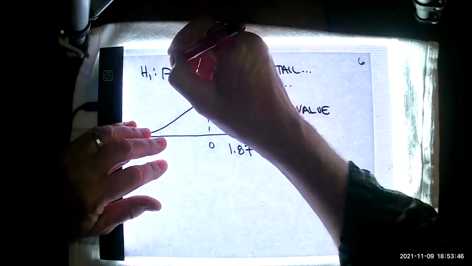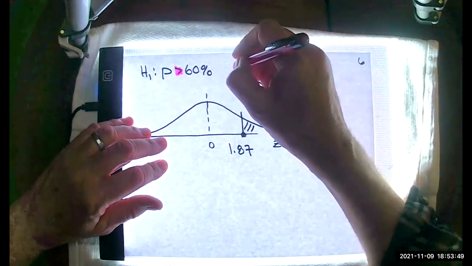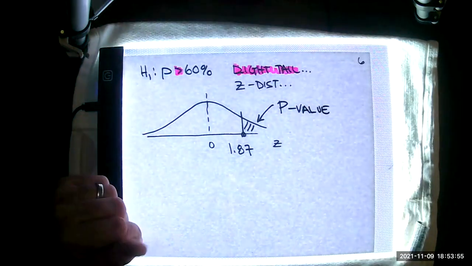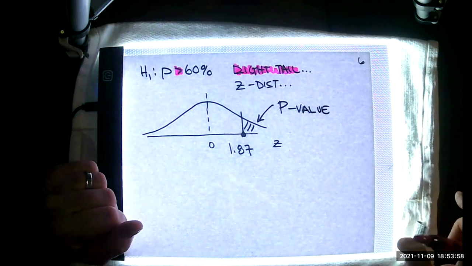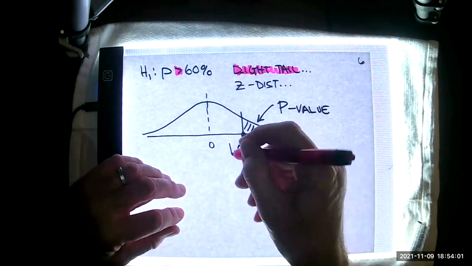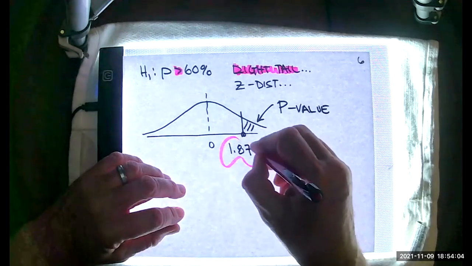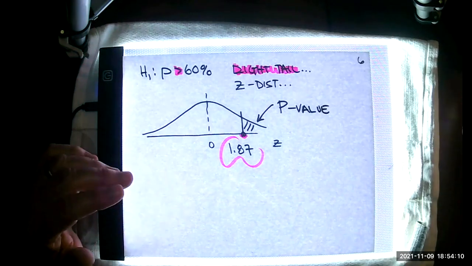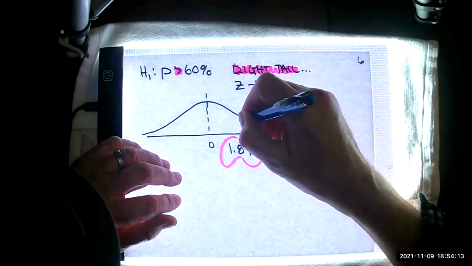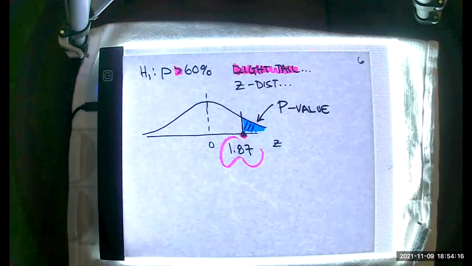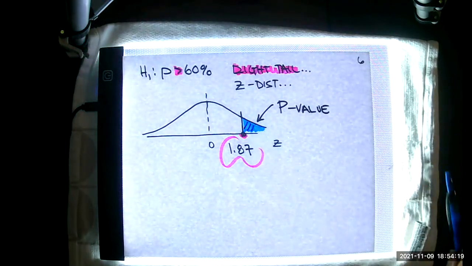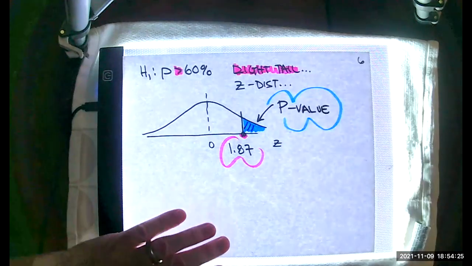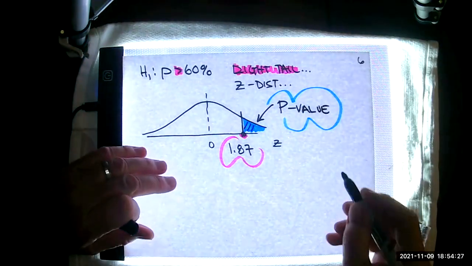So we have P is greater than 60%. This is a right tail test. And we use the Z distribution because we've got a Z equals. So I've drawn my Z distribution and I've plotted my test statistic. I'm not trying to draw an accurate graph in the algebra sense. I'm trying to identify the p-value, and that little bit of area there is the p-value. It's the probability of getting a value at least as extreme as the test statistic.